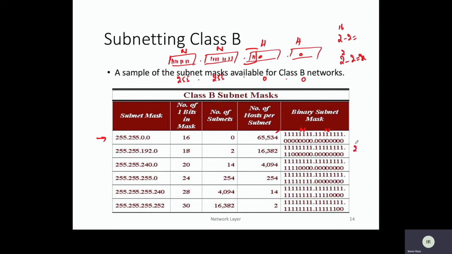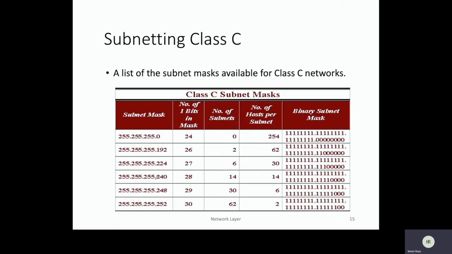So 2 raised to power 14 minus 2 is 16,382. And similarly, we can look at the rest of the table, that how we'll be having a subnet mask depending upon the number of bits that are being borrowed. Similarly, in class C, this is the default arrangement.